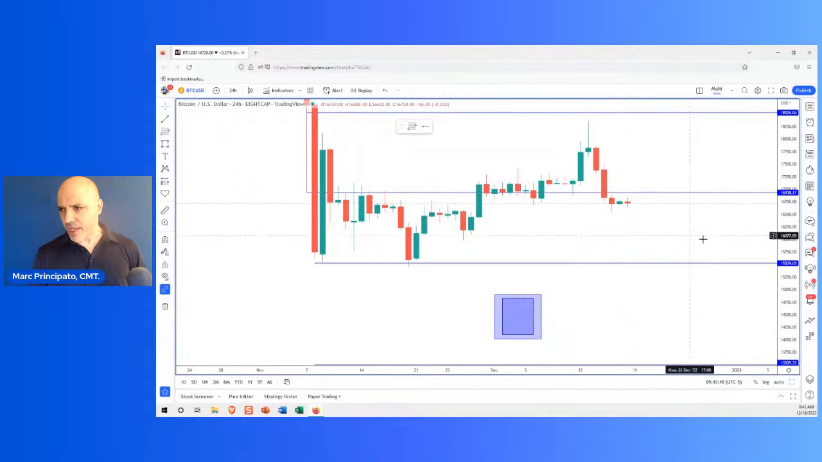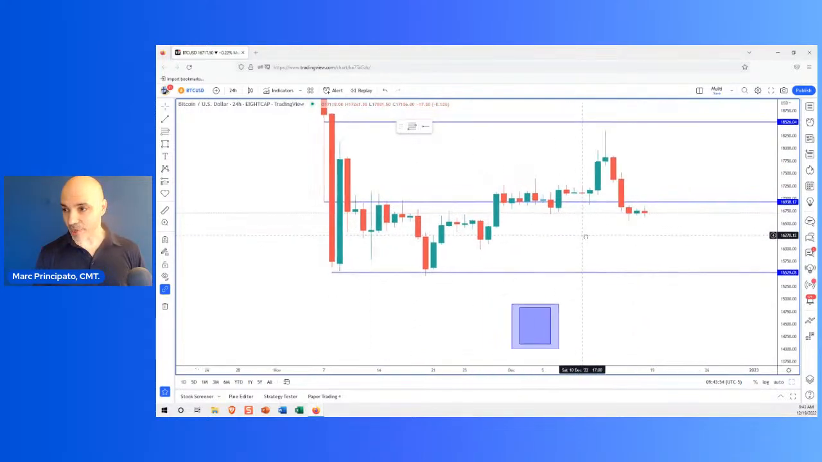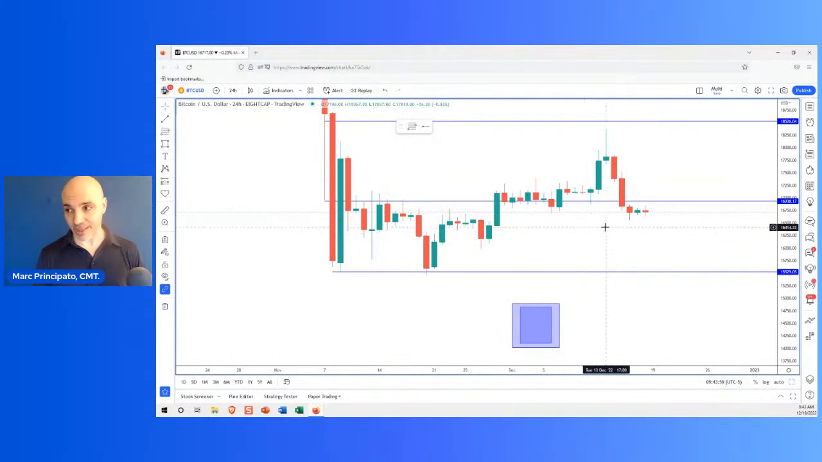First of all, it pulled back into an area, the highly random midpoint area. This is like the 1600s, that area right there. And that is an area, for one, if you're not short, this is not the place to short it. This is not the place to chase.